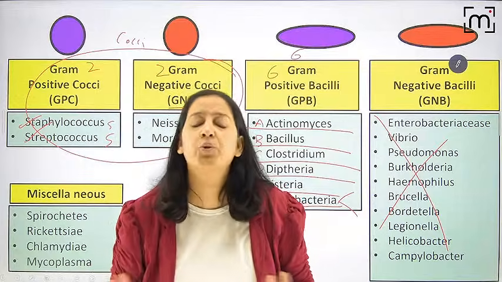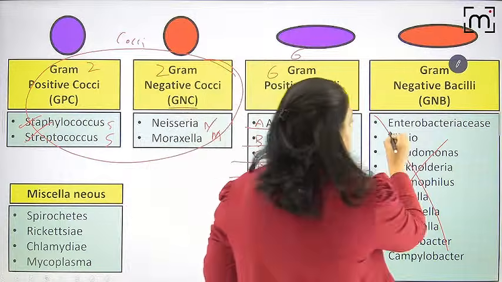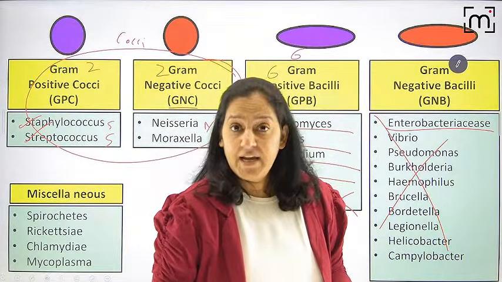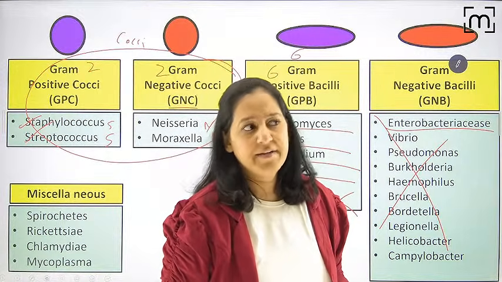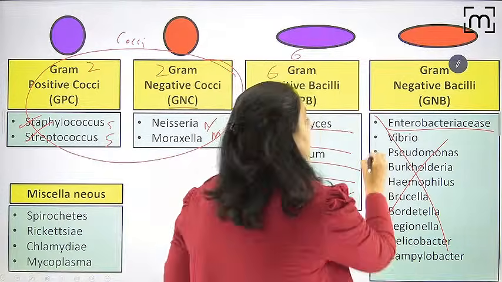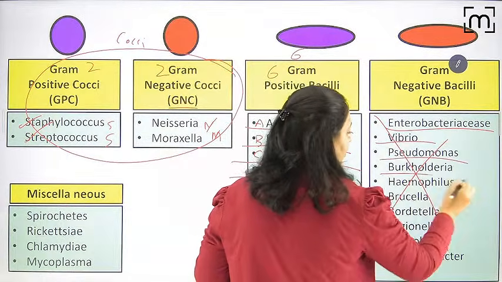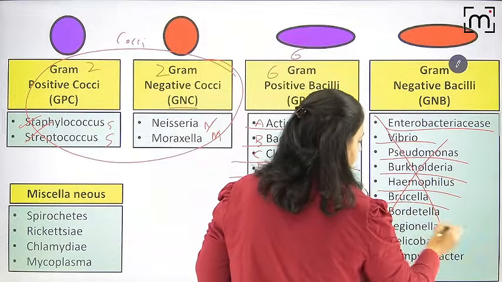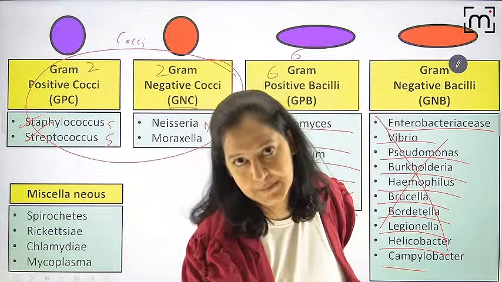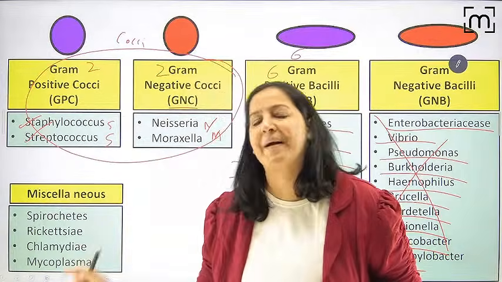Read it casually. Don't try to mug it up. So it contains the complete Enterobacteriaceae family. It includes Shigella, Salmonella, E. coli, Yersinia. Okay, all these bacteria. Vibrio, Pseudomonas, Burkholderia, Haemophilus, Brucella, Bordetella, Legionella, Helicobacter, Campylobacter. I will teach you all these in the next 6 sessions, by the way. Details of each and every bacteria.